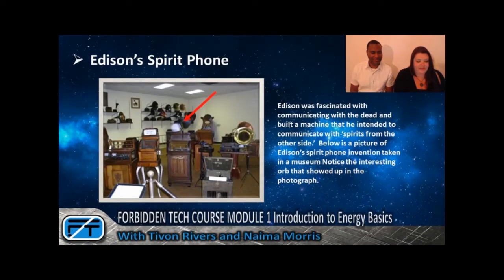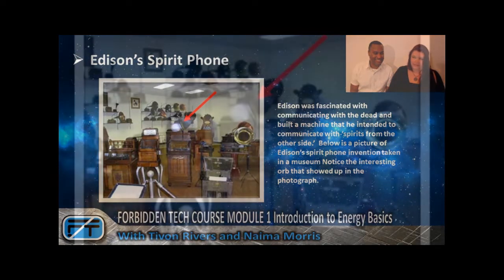Let's move forward. This is a fascinating photo. We're going to talk just a tiny bit about Edison's spirit phone. Both inventors were interested in contacting something external, from the outside. In Edison's case, he wanted to contact the ghost world, the spirit realm. So, with communicating with the dead, he built a machine that he intended to use to communicate with spirits from the other side. In this picture, which we're going to blow up so you can really see it, this is the actual device, his spirit phone.